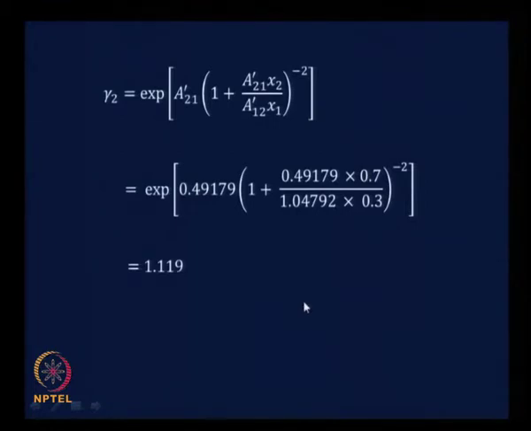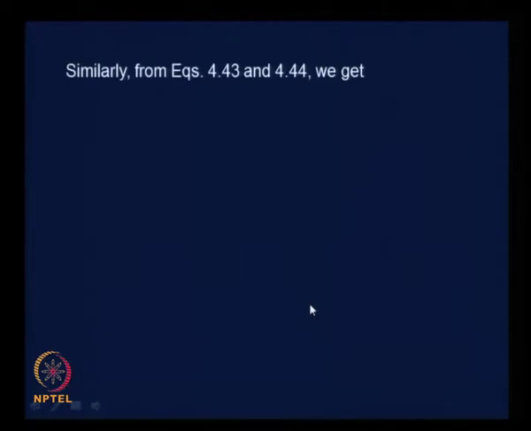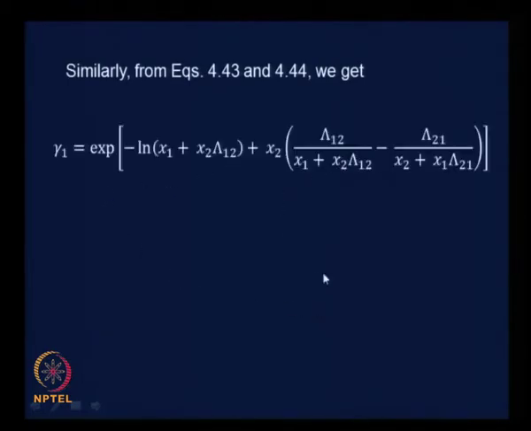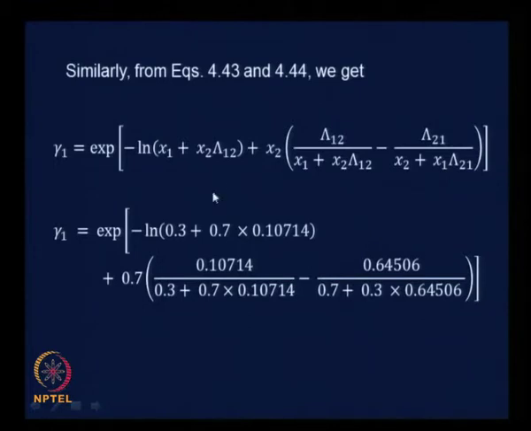Now, we were asked to do that for the Wilson model and compare the two. If you look at the Wilson model expression, which is a slightly longer expression, gamma 1 equals exponential of minus ln of x1 plus x2 times gamma 12, plus x2 times the quantity gamma 12 divided by x1 plus x2 gamma 12, minus gamma 21 divided by x2 plus x1 times gamma 21. As you can directly pick from whatever is given in your notes earlier. Substituting the values, 0.3 and 0.7 remain the same as mole fractions of x1 and x2, isopropanol and water respectively, whereas gamma 12 is 0.10714 and gamma 21 is 0.64506. This is what was given in the problem statement itself.